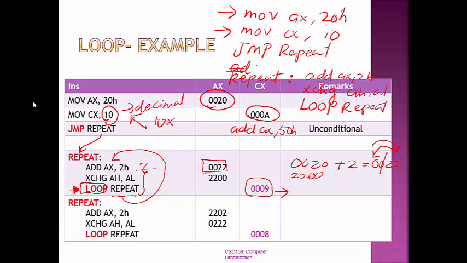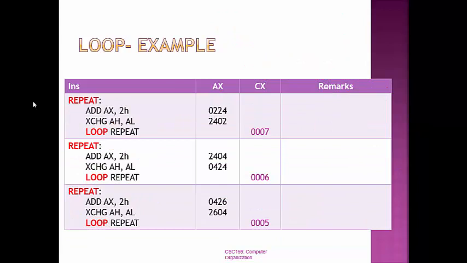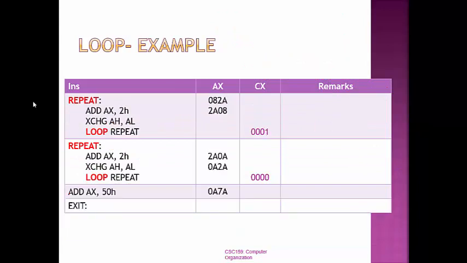This is the first loop, and then this is the second loop. Second loop, same action yang dia akan perform. So dia akan buat this loop sampai awak punya CX dapat 0 here.